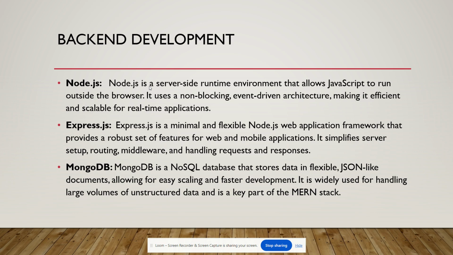Some technologies are Node.js. It is an open source cross-platform runtime environment for executing JavaScript code outside the browser. Express.js. It is a web application framework for Node.js used for building backend services. MongoDB. It is a non-relational document-oriented database that provides support for JSON file storage.